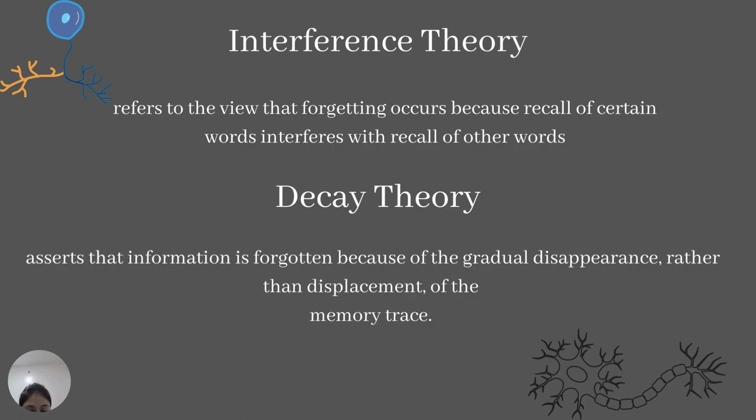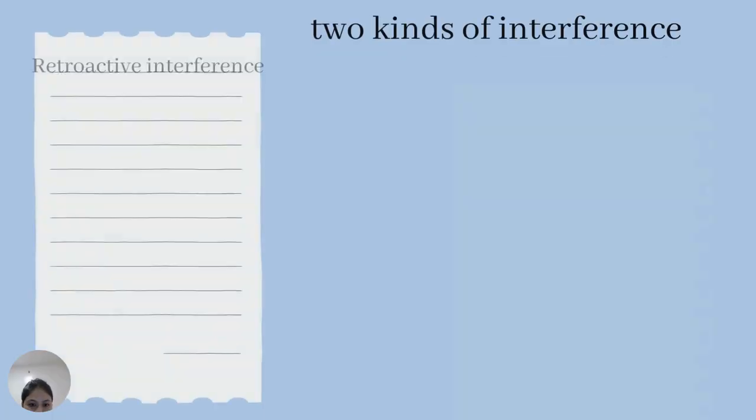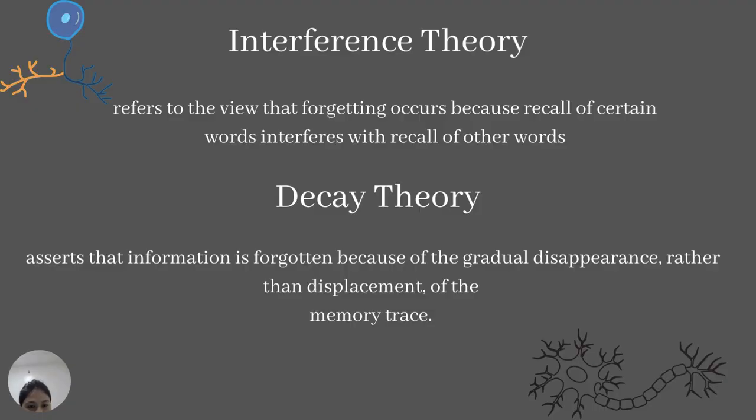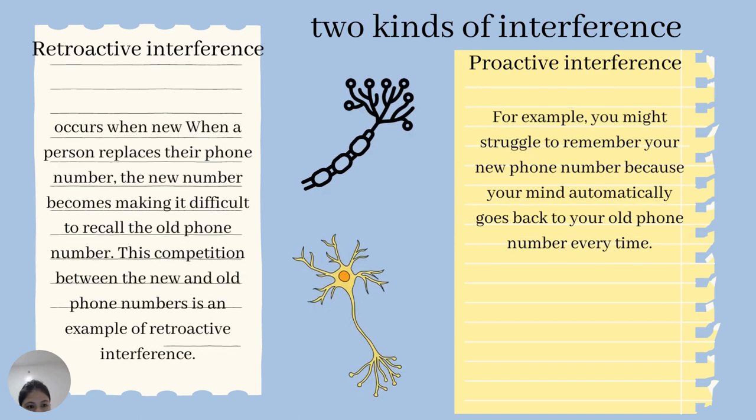Interference refers to the view that forgetting occurs because recall of certain words interferes with other words. Decay is when you forget facts because time passes. So we have two kinds of interference: retroactive and proactive. Retroactive occurs when a new phone number replaces the old one, making it difficult to recall the old phone number.